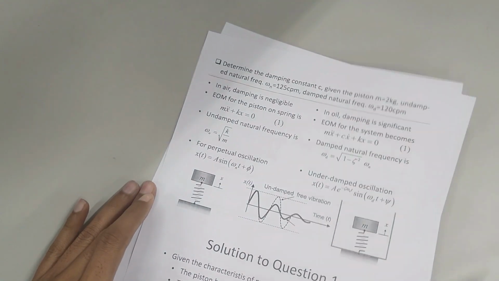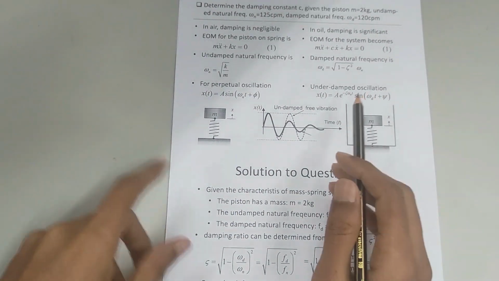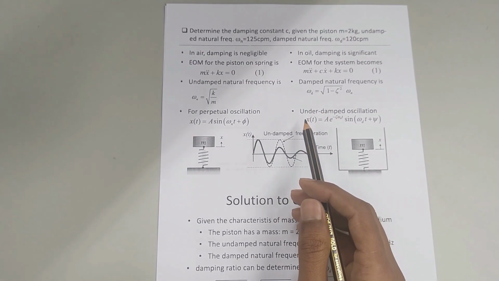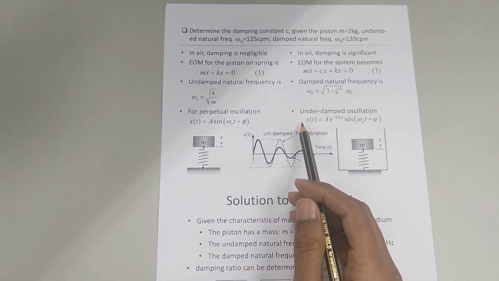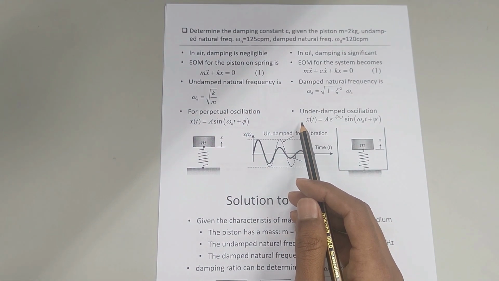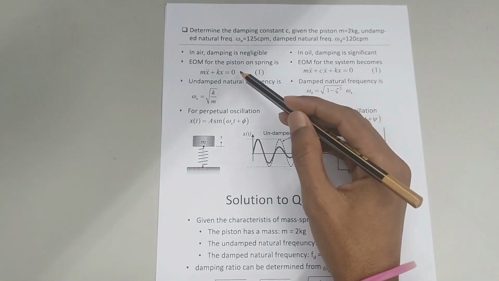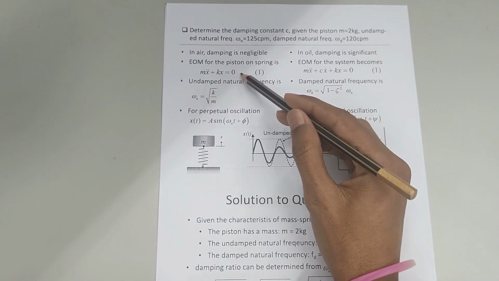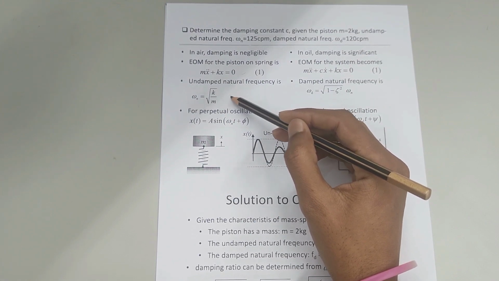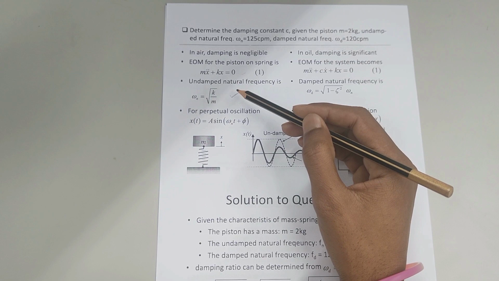Now we will consider two cases: when the piston is in air and when the piston is in oil. That is, when the damping is negligible and when the damping is present. When the damping is negligible, the equation of motion for the piston on the spring is m x double dot plus k x is equal to 0, and the undamped natural frequency is omega n equal to the square root of k by m.